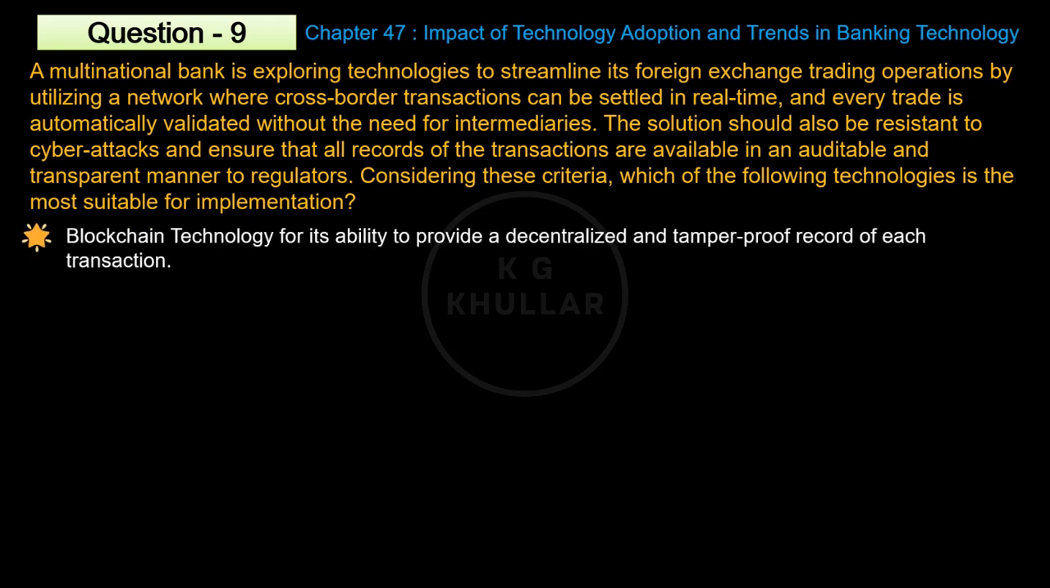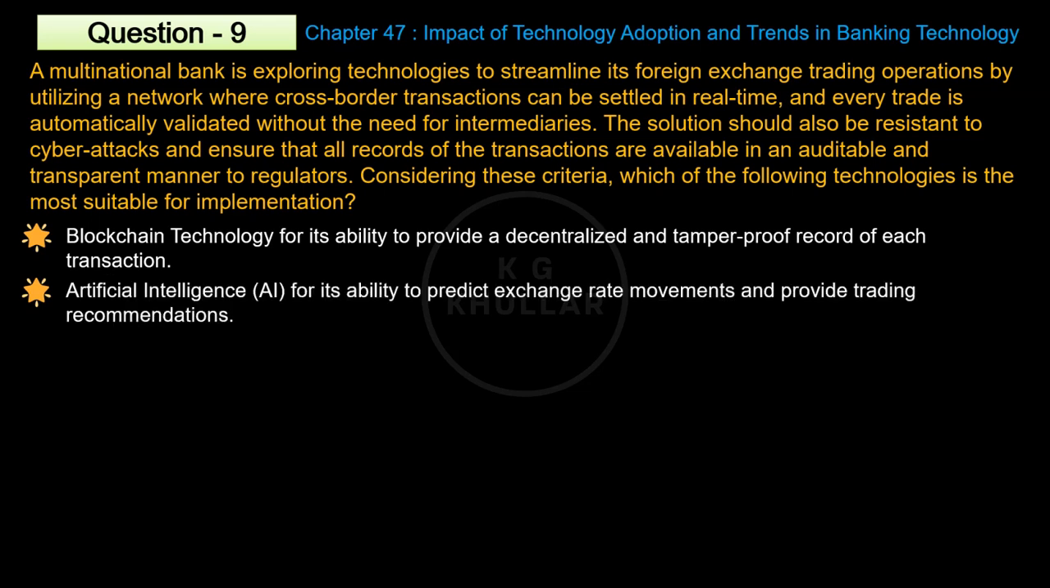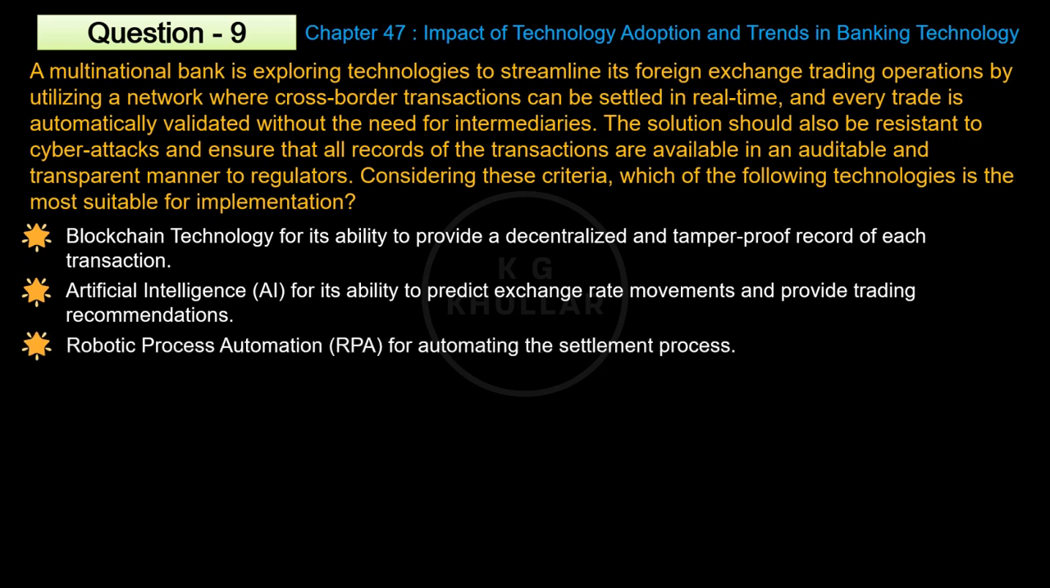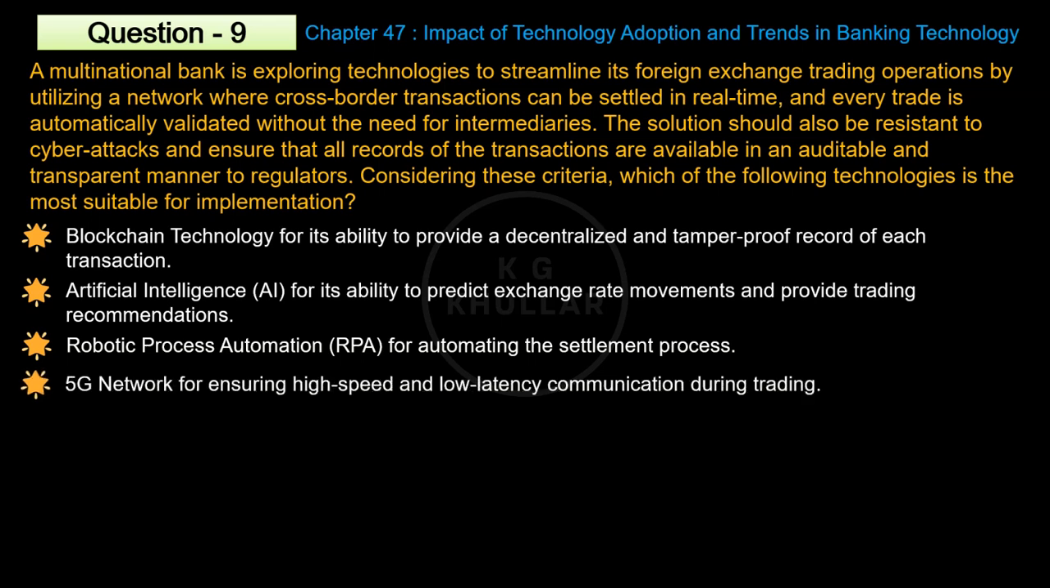And these options are given to you. That is, first option is blockchain technology for its ability to provide a decentralized tamper-proof record for each transaction. Then second option B is artificial intelligence for its ability to predict exchange rate movements and provide trading recommendations. Then third option C is robotic process automation for automating the settlement process. And last option D is 5G network for ensuring high speed and low latency communication during trading.